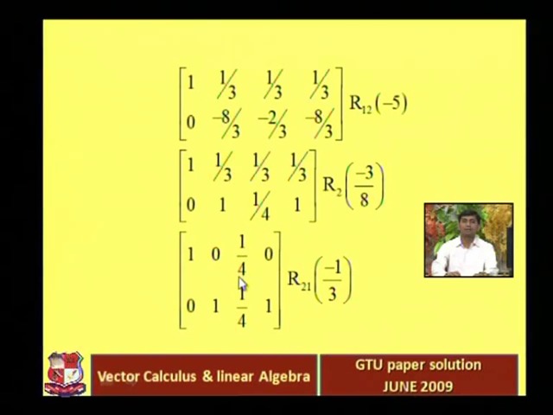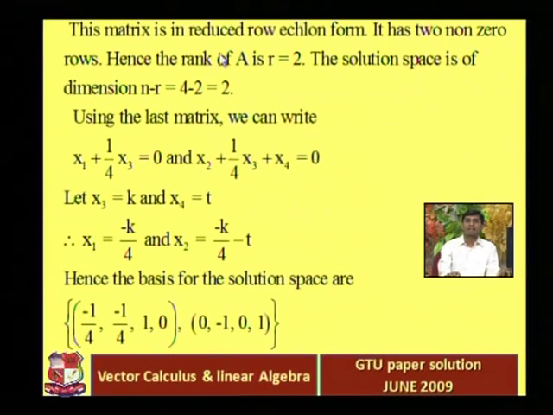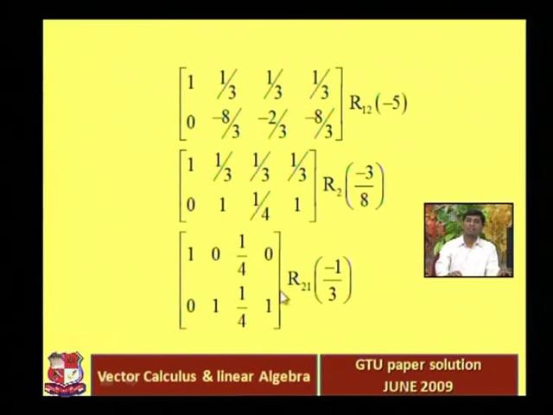From this matrix we can solve this system of linear equations. So what is our system of linear equations from this matrix? You can see the matrix is in reduced row echelon form. It has two non-zero rows, hence the rank of A is equal to 2, correct, and the solution space is of dimension n minus r. N means the number of columns. How many columns? 1, 2, 3, 4. So 4 columns, right? R means the rank of the matrix. Why is the rank of the matrix 2? Because we have two non-zero rows in the reduced row echelon form of the given matrix.